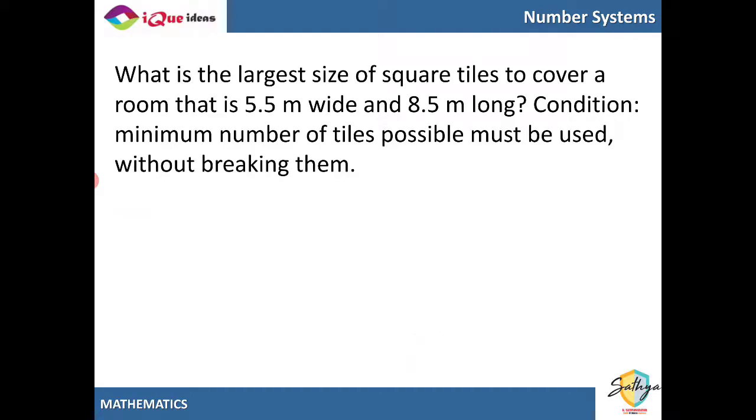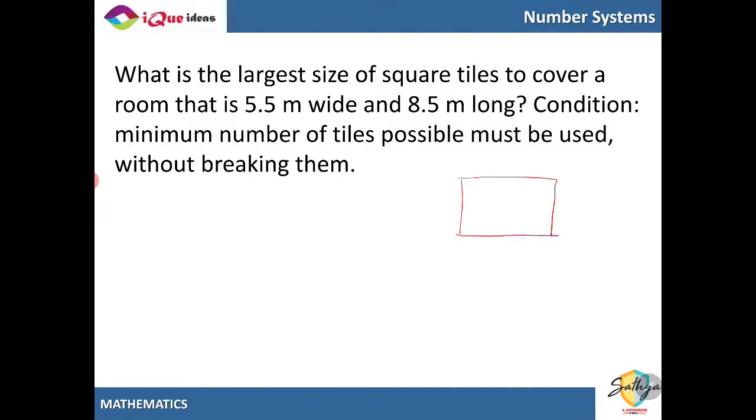So, what is the largest size of a square tile to cover a room that is 5.5 meters wide and 8.5 meters long? But the condition is that the minimum number of tiles possible must be used without breaking them. So for this, let's understand a basic concept.